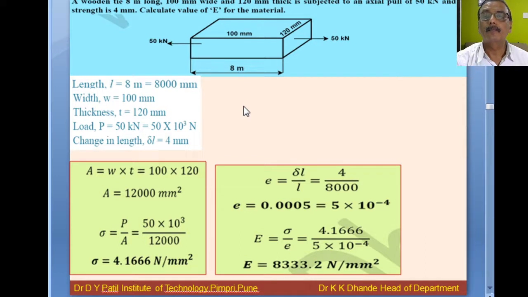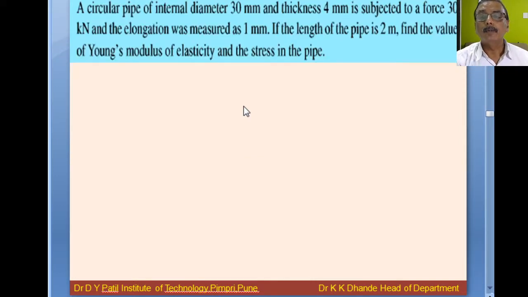Now come to the next numerical. A circular pipe of internal diameter 30 mm and thickness 4 mm is subjected to a force of 30 kN and elongation was measured as 1 mm. If the length of the pipe is 2 meter, find the value of Young's modulus of elasticity and stress in the pipe. Read this numerical carefully.